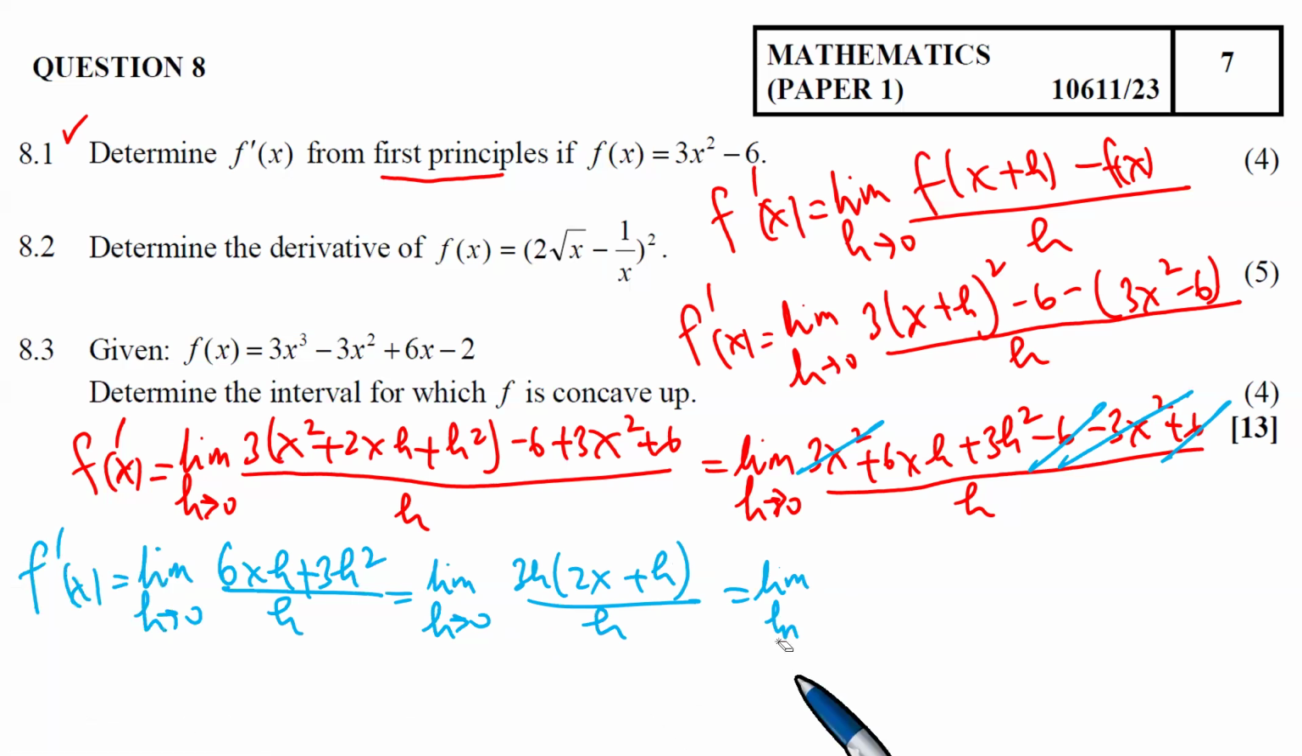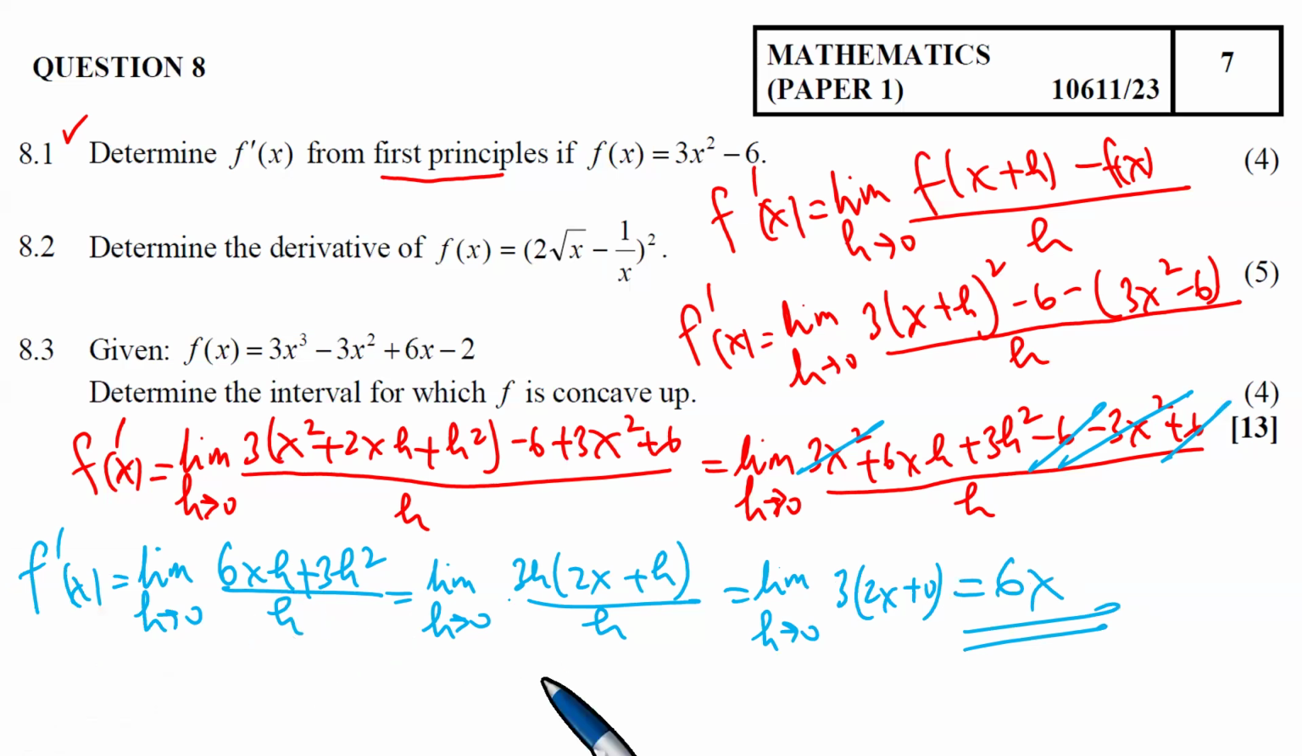Okay, so that you have, h cancels: 2x plus h, and as h tends to 0, it's going to be 2x plus 0, which is what? Okay, this is going to be a 3, a small little 3 here. The h is going to cancel, but it's a 3, which is 6x. So now from first principles, this is going to be exactly 6x. H is going to cancel h, and then we have the 3 outside, 3 times 2x is 6x. Any question about the first principles?